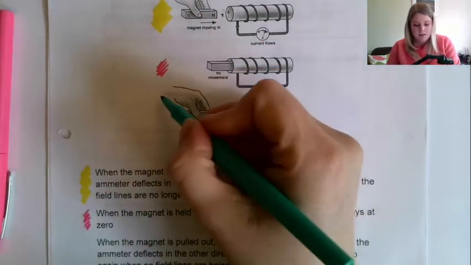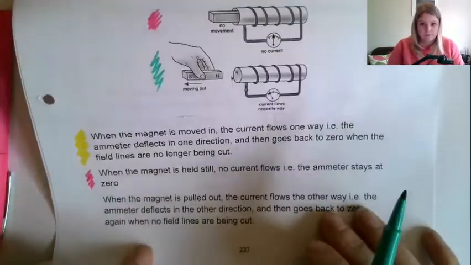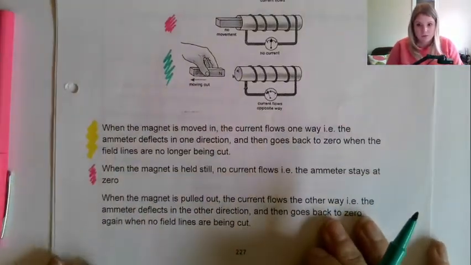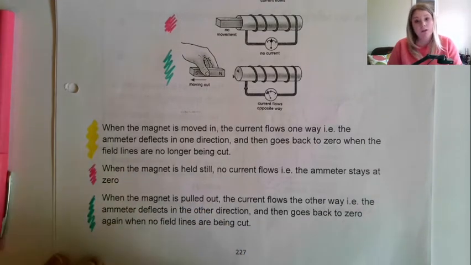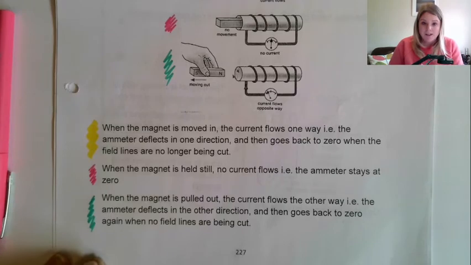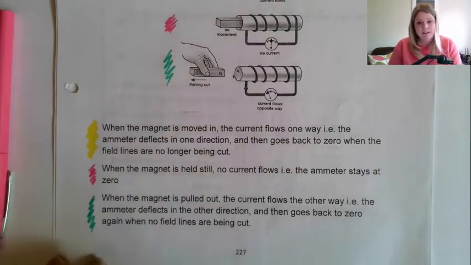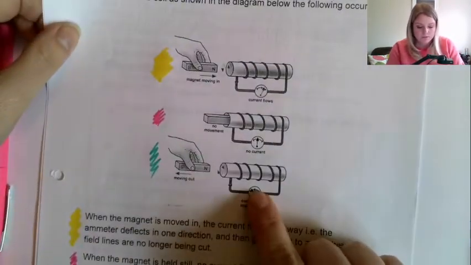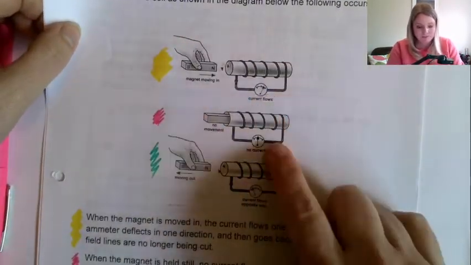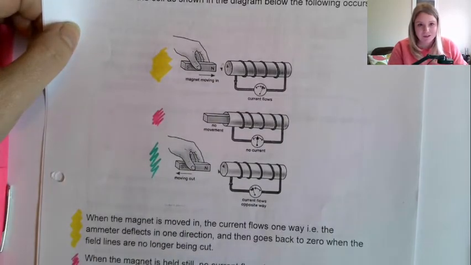Then this one correlates to this. So when the magnet is pulled out, the current flows the other way, i.e. the ammeter deflects in the other direction. Then it goes back to 0 again when no field lines are being cut. So do make sure you note the direction of those arrows on the ammeter there.